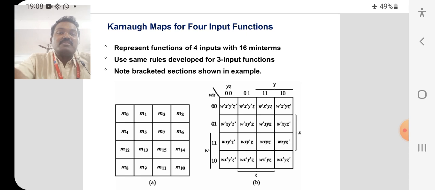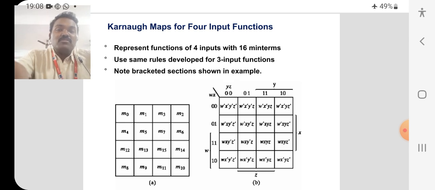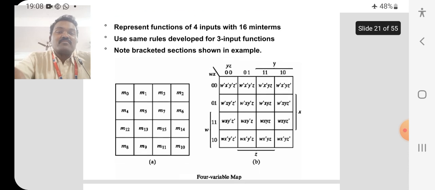So, the 4 variable K-map represents functions of 4 inputs with 16 minterms. How can we get 16 minterms? Because the common formula is 2 power n, where n is the number of variables. In a 4 variable K-map, the number of input variables is 4. So 2 power 4 is equal to 16, so we can frame 16 minterm values. Use the same rule developed for 3 input functions.